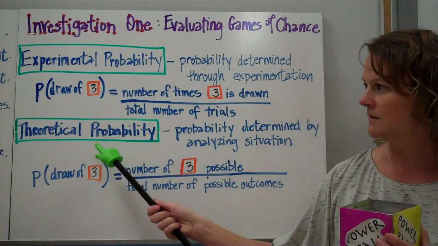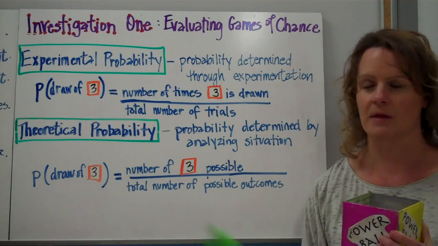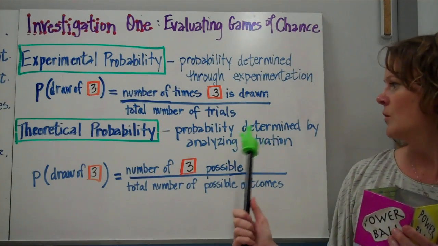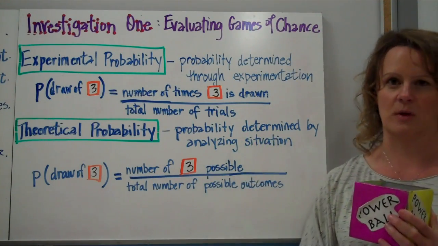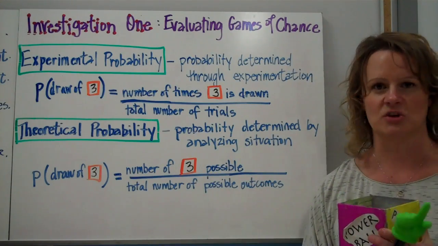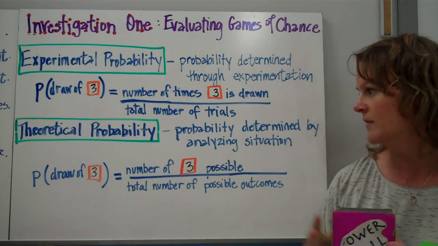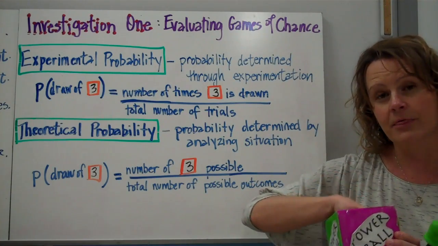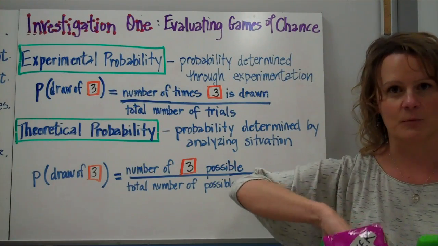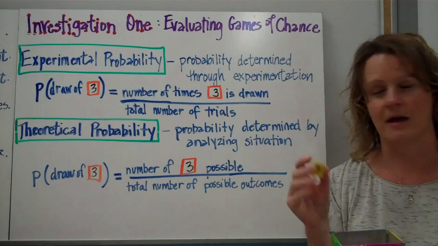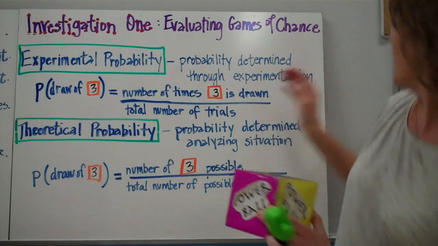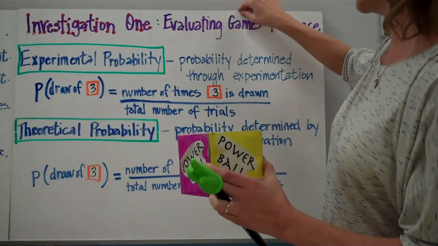Now that's different than finding our theoretical probability. Theoretical probability is found by really analyzing a situation. So to analyze a situation, we need to know a little bit about what's in this container. And what we do know is that we have 1 3 on a tile that's available, and we have a total of 6 tiles.